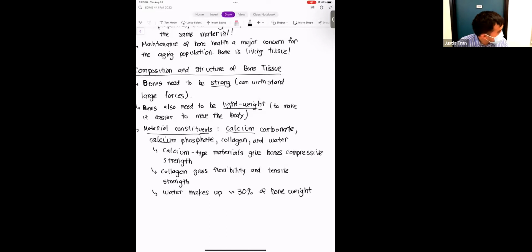And water actually helps contribute to some strength as well. Oh, question. Yeah, for material constituents, is that by order of prominence? Like, is there more calcium carbonate? Yes. Calcium phosphate? Yes, definitely. Collagen, there's probably the least amount of collagen in terms of weight. The two calcium ones make up about 70% of the bone weight. Sorry, I should have put that.